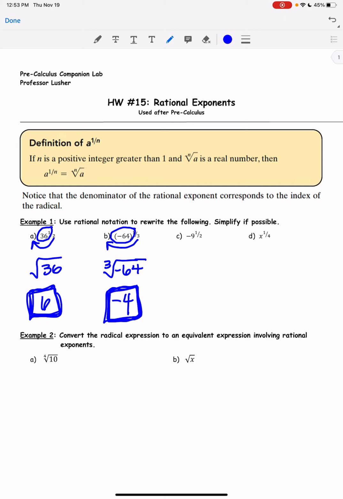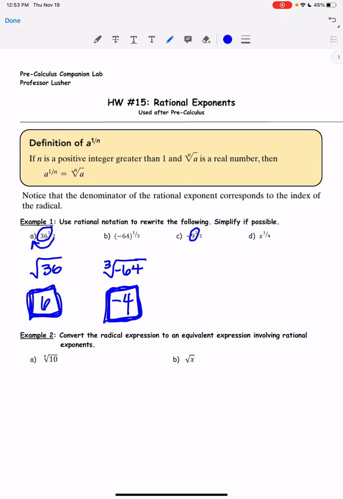Now, B and C are very close. Let me go ahead and erase all of this. B and C are very close. What's the difference that you can see right off the bat? Hopefully you're thinking parentheses. Remember, when they have parentheses, that includes that negative with that base. When they don't have parentheses, that exponent is only going to 9.